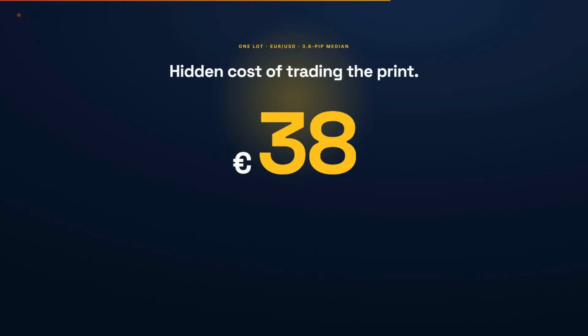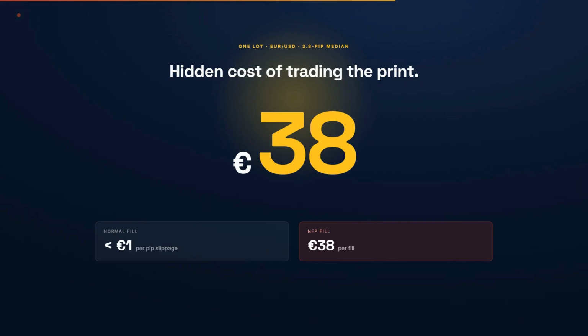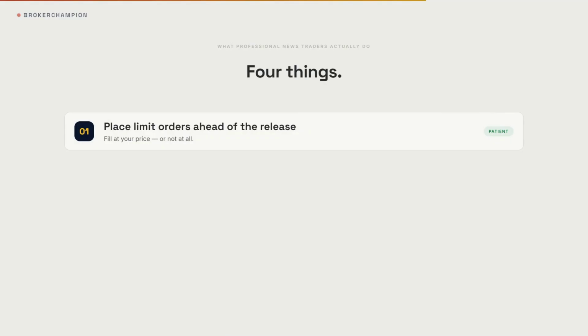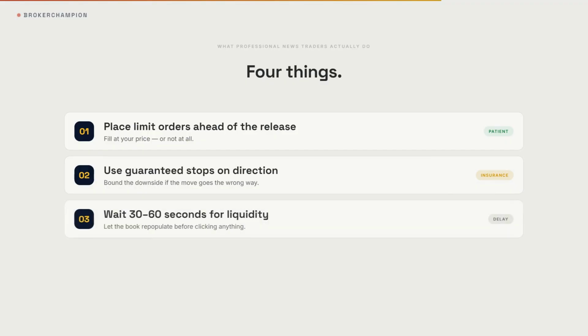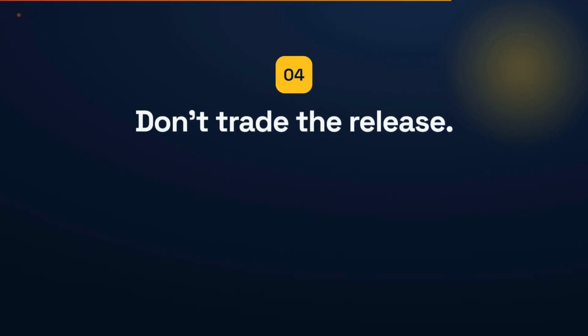On a 1-lot Euro-USD position, that 3.8 pip median is 38 euros of hidden cost, on a broker that normally slips you less than €1 per pip. Same broker, same pair, same lot size, 5 seconds of difference. So what do professional news traders actually do? 4 things. They place limit orders ahead of the release instead of markets, so they fill at their price or not at all. They use guaranteed stops to bound the downside if the move goes the wrong way. They wait 30 to 60 seconds for liquidity to repopulate before clicking anything. Or, and this is the one nobody talks about, they don't trade the release at all. Sitting on your hands for 60 seconds is a strategy, a profitable one.